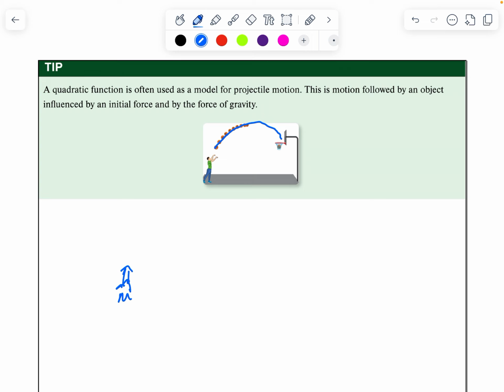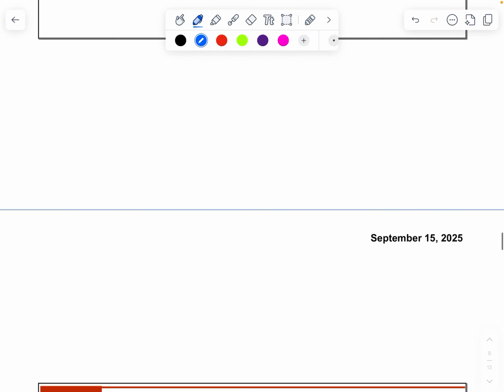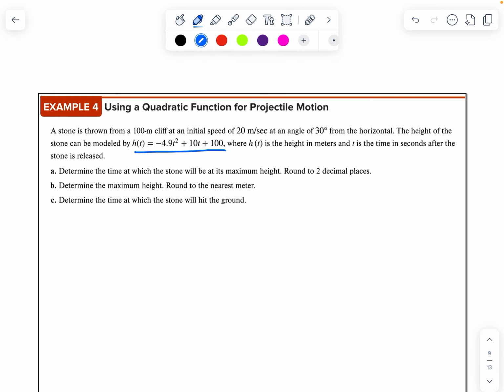A stone is thrown from a 100-meter cliff. It gives you all this information at the beginning: an initial speed of 20 meters per second, an angle of 30 degrees from the horizontal. That's a lot of information, isn't it? The height of the stone can be modeled by, and here's the good news, it's going to give you the equation where h is the height and t is the time. We want to determine the time at which the stone will reach its maximum height.